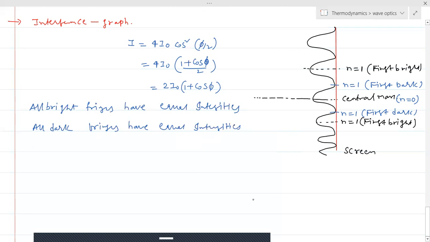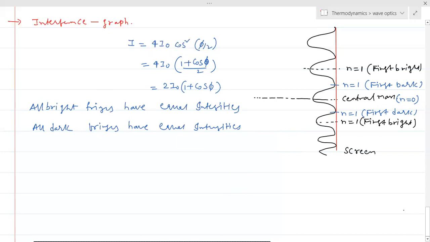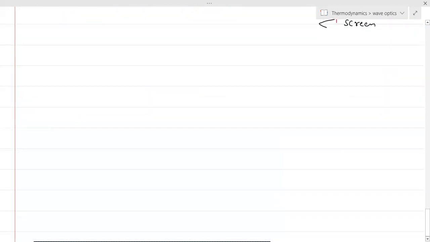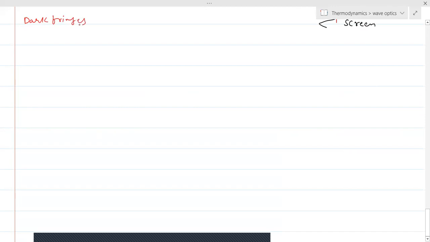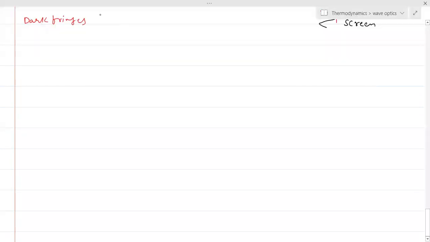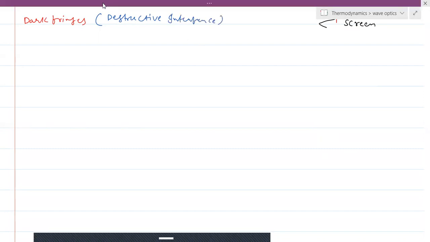So that is the thing we need to understand from this. After this condition, now we will discuss the dark fringes, the formation of dark fringes. We will call the location of dark fringes destructive interference, or we will call the bright fringes constructive interference.